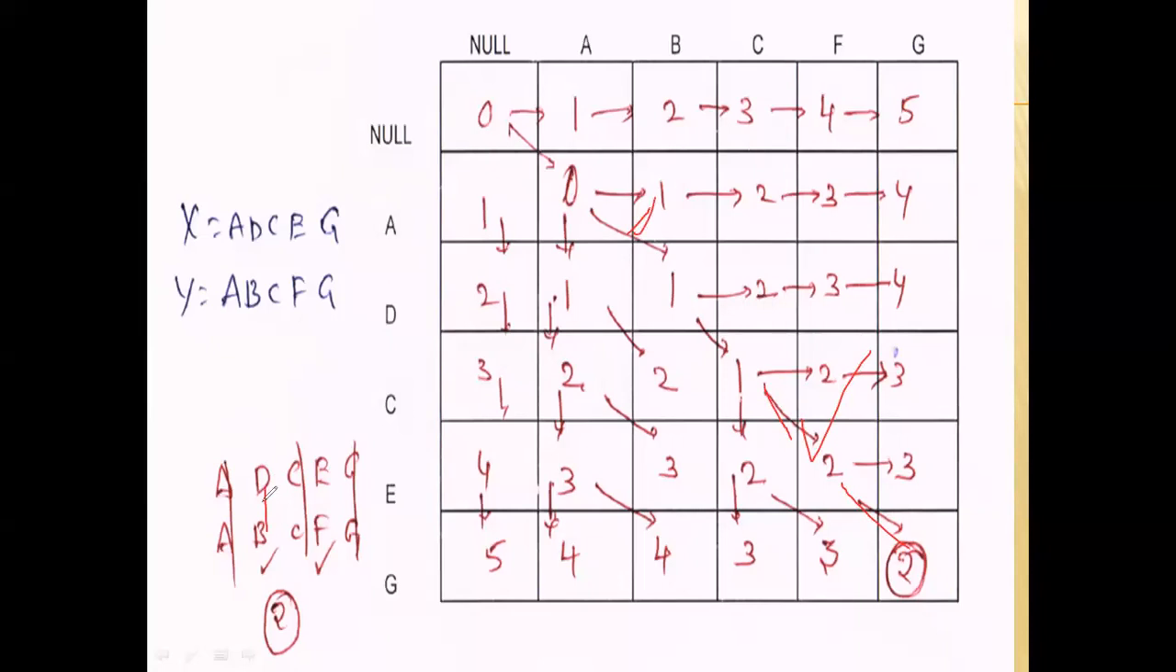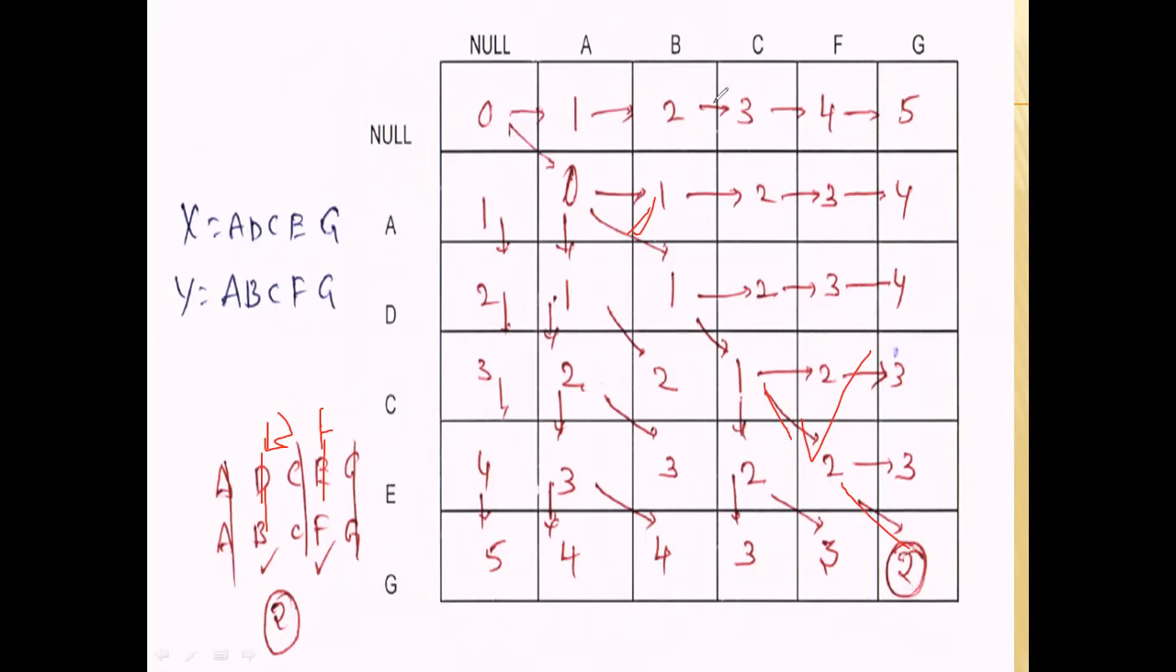X converted into Y means D replaced with B, one replacement operation. Another one is E replaced with F. What is the minimum number of operations to convert one string into another string? This is called string editing. So the X string is converted into the Y string. The minimum number of operations is only 2.